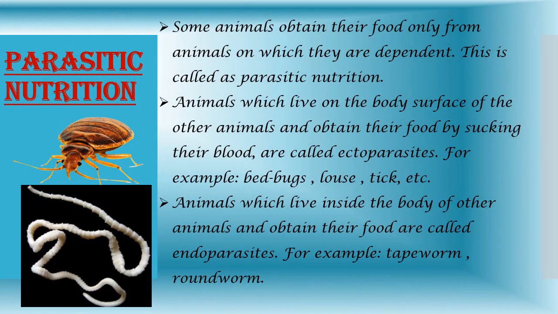Now about parasitic nutrition. Some animals obtain their food only from animals on which they are dependent. This is called parasitic nutrition. And also students, animals which live on the body surface of other animals and obtain their food by sucking their blood are called ectoparasites, and such type of nutrition is called ectoparasitic nutrition. For example, louse, bedbug, tick, etc.